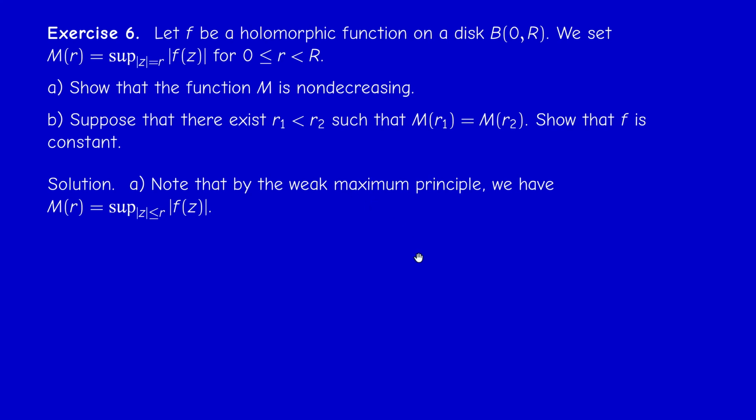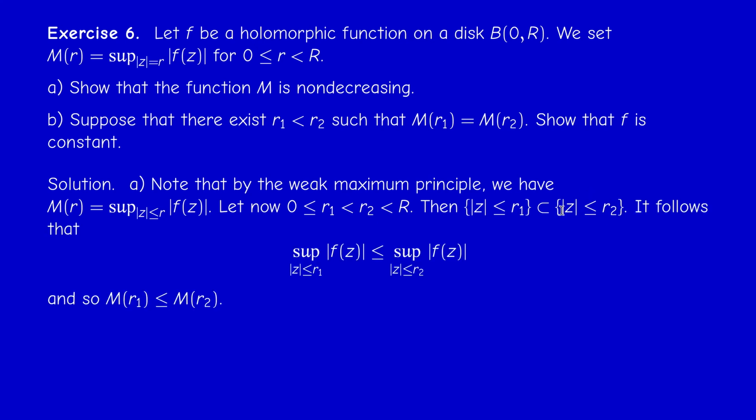Now, by the weak maximum principle, M of r is the supremum over the disk of center 0 and radius r, because this is the boundary of that. Okay, and we are working on a connected set, an open connected bounded set B(0,r). Now, when we write it this way, it's easier to prove that the function is increasing, because when we increase the radius, the disk becomes bigger. So the disk of radius r1 is included in the disk of radius r2, and therefore the maximum here is less or equal than the maximum here. And that's it. That's very easy.